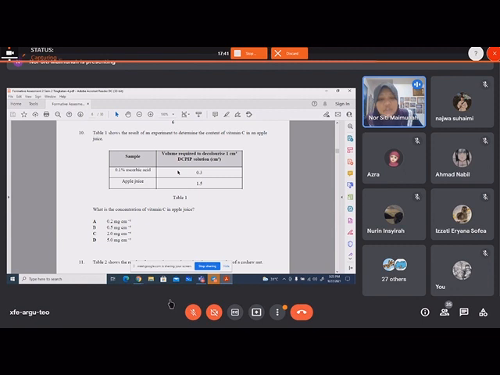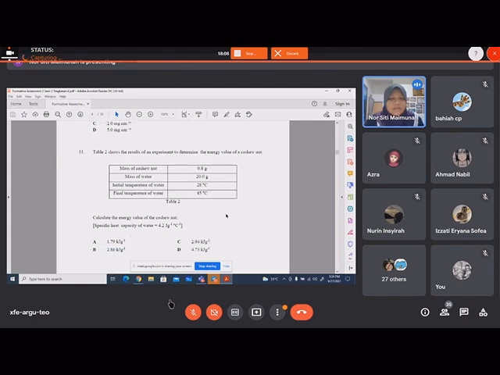So from the formula, the volume of the ascorbic acid used over the volume of the fruit juice used to decolorize the DCPIP solutions, and you have to times 1 milligram per centimeter cube. So what is the answer? 0.3 over 1.5 times 1. Jawapan? 0.2. Okay. Ya.